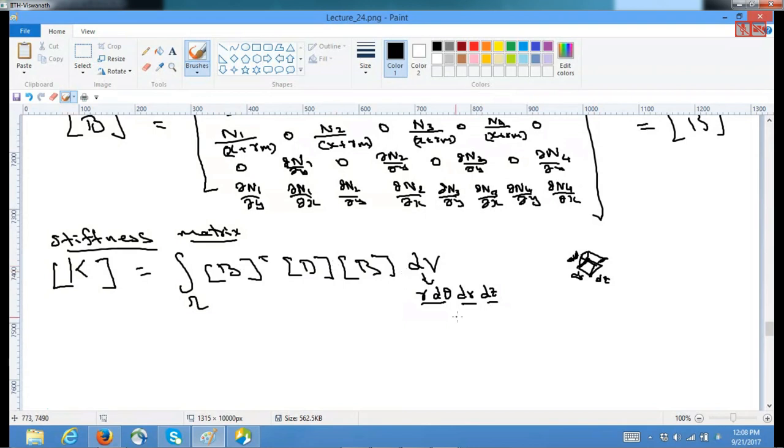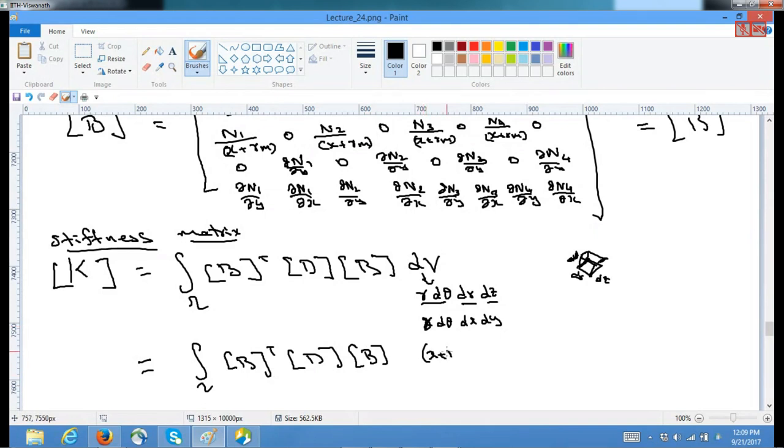And we know dr dz can be represented as dx dy in this case. So I will represent it using the same notation, B transpose D B, sorry, this is still r, so this is (Rm plus x) dθ dx dy.